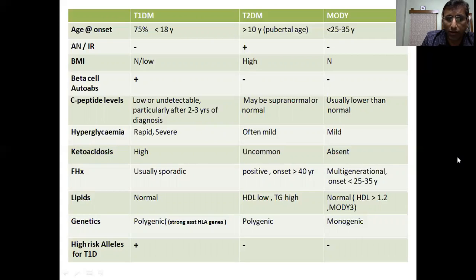Hyperglycemia is classically of rapid and severe onset in type 1, whereas in type 2 and MODY, it is usually mild to modest and of insidious onset. Ketosis is very commonly seen in type 1, whereas in type 2 it is uncommon, and in MODY, it is usually absent. Family history is strongly associated with type 2, and usually the family members are diagnosed with diabetes beyond 40 years of age, whereas in MODY, it is usually multi-generational, at least 2 generations with diabetes who are diagnosed before 35 years of age. Lipids, classically, show high triglycerides and low HDL in type 2 diabetes. With respect to genetics, type 1 is polygenic and strongly associated with HLA genes, type 2 is again polygenic, whereas MODY is monogenic.